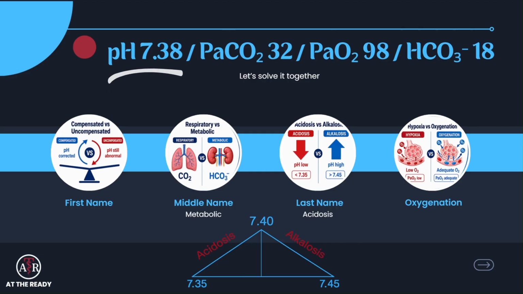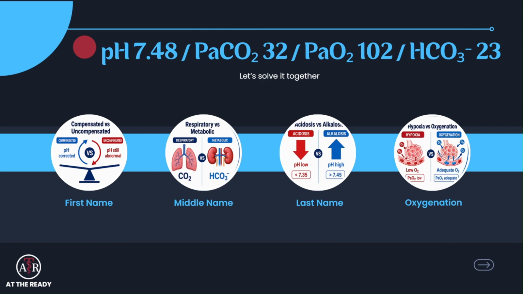Now find the first name. The pH is within the normal range, so we're calling it compensated. Then look at the PaO2. It's greater than 80, so there's no hypoxia. So the full name is compensated metabolic acidosis without hypoxia.